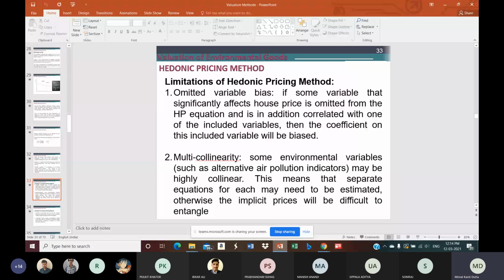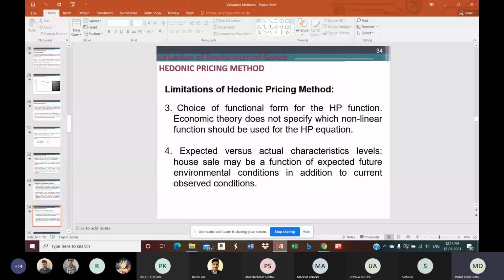These are basically omitted variable bias and multicollinearity. These are associated with the estimation of the regression models. Choice of functional form is also another thing. But apart from these, let me also add a few other points. These are obviously there, and they are associated with the estimation of the function. But additionally, there are certain other issues which we need to look into.